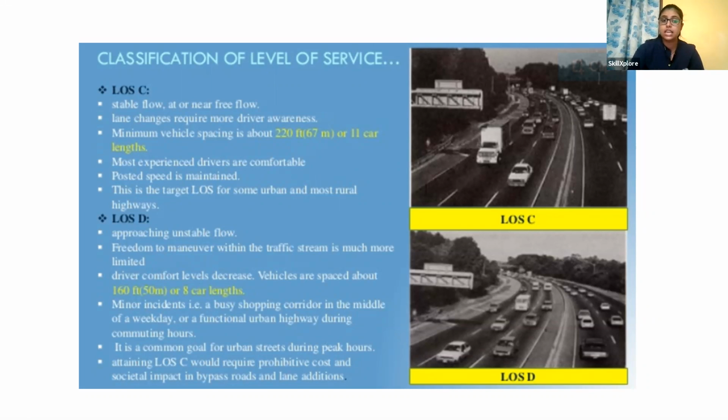And level of service D, more vehicles are present, so it is approaching unstable flow. The freedom to maneuver within the traffic stream is much more limited. Here minor incidents, like a busy stopping corridor in the middle of a weekday or a functional urban highway during commuting hours, could all be expected.